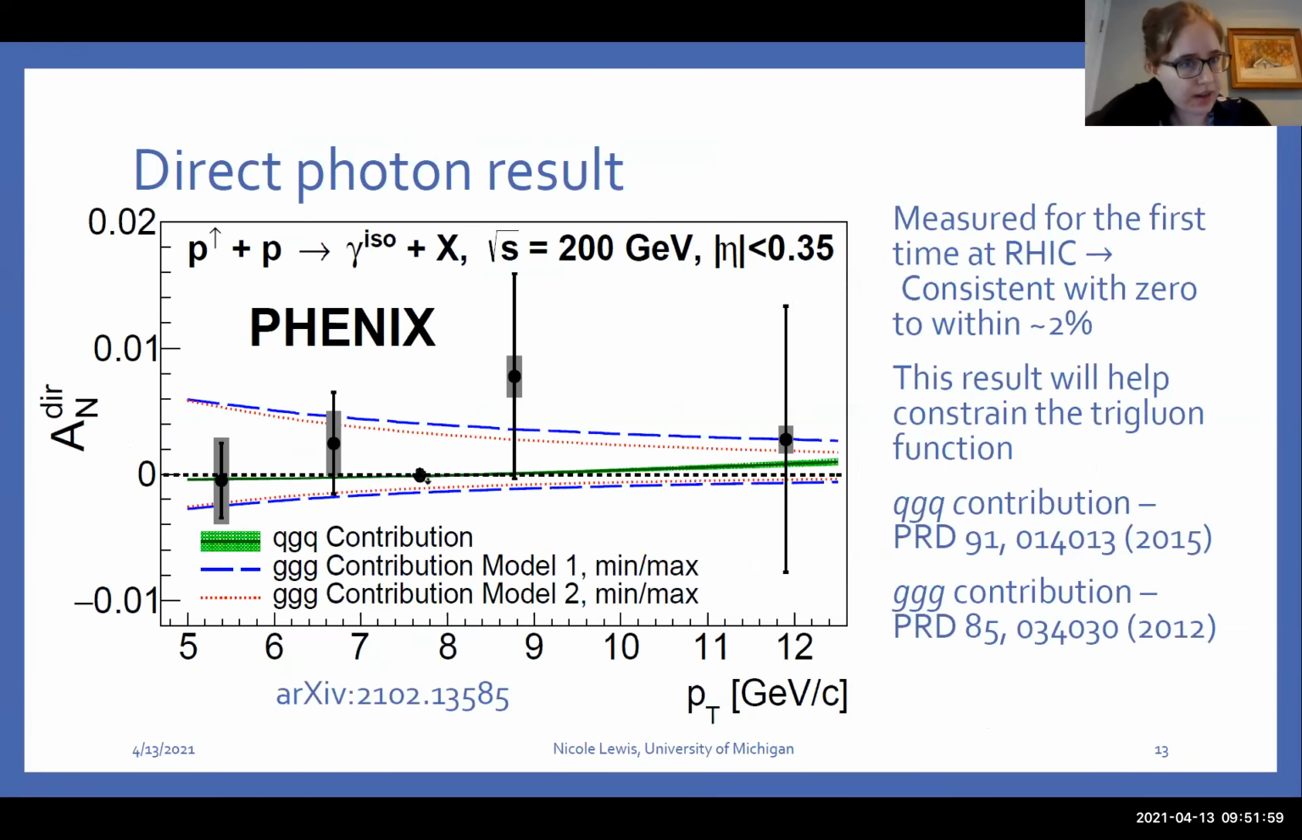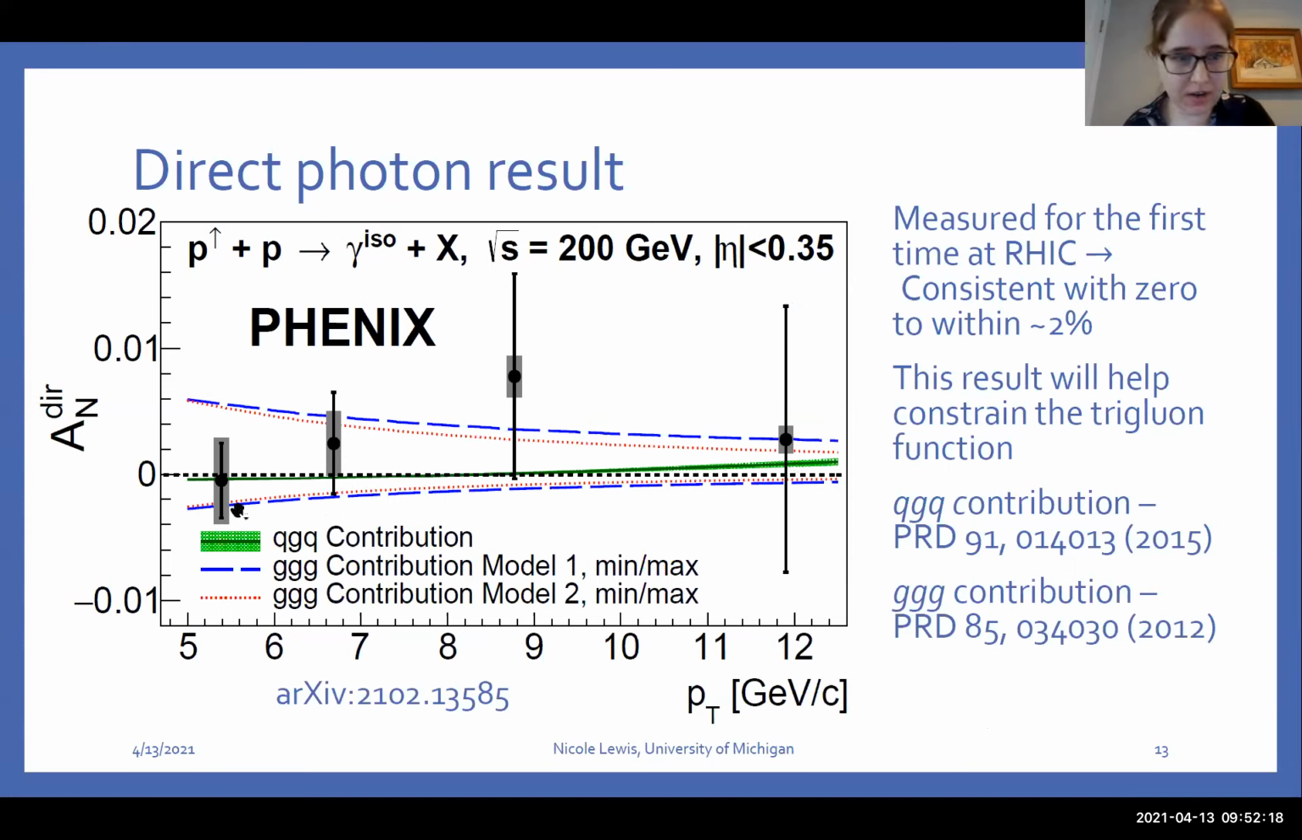So here is the direct photon result. This is the first time that the direct photon transverse single spin asymmetry is measured at RHIC. It's actually the first result for this asymmetry in 50 years. You can see that it's consistent with 0 to within about 2%.